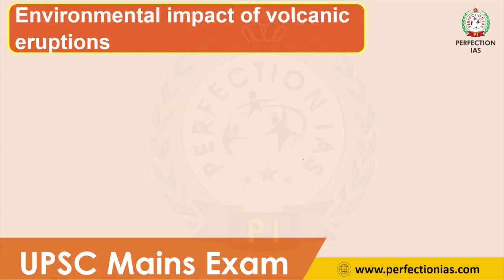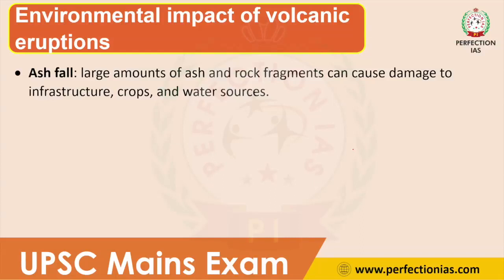Then the second part, the environmental impact of volcanic eruptions. Volcanic eruptions will affect the environment. The first point is ash fall. A large amount of ashes and rock fragments can cause damage to infrastructure and crops. During a volcanic eruption, a huge quantity of ashes and rock fragments is blown out from the volcano. This will affect infrastructure, damage crops, and also pollute nearby water resources like lakes and ponds. This is the first environmental impact.